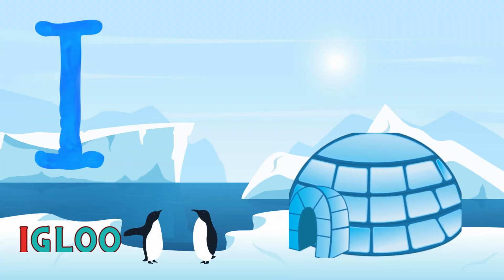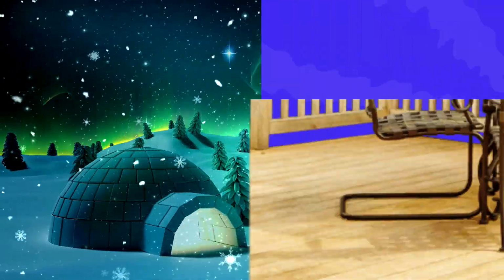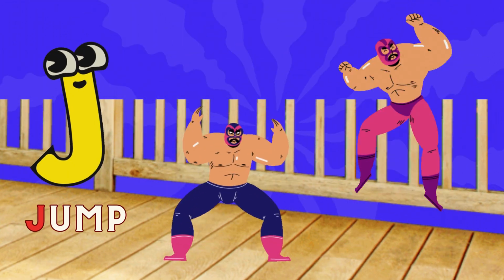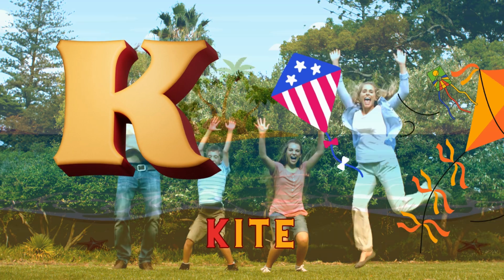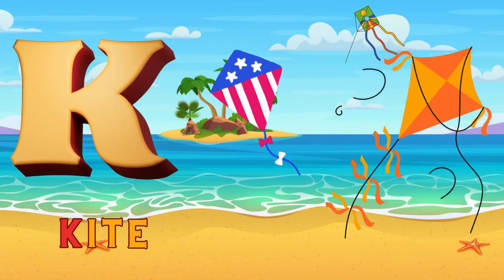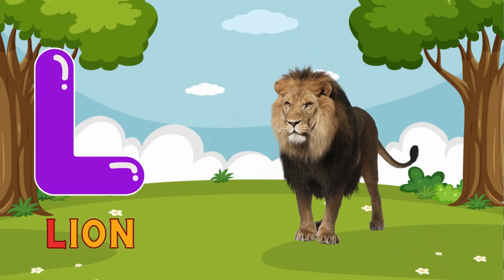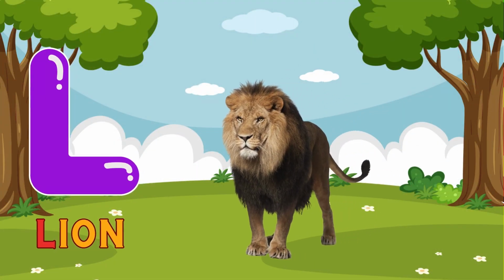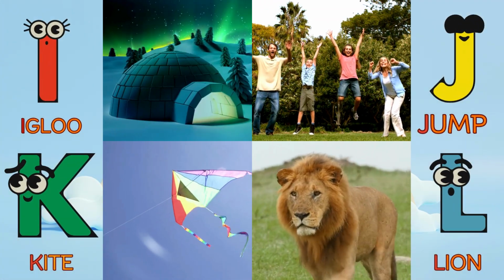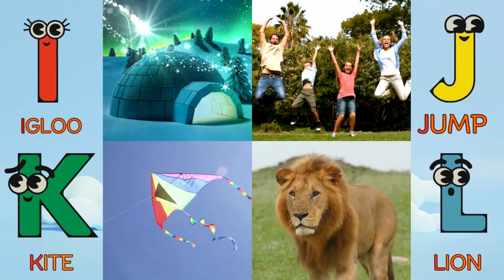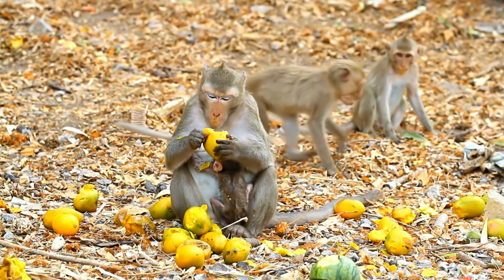I is for igloo. Igloo. J is for jump. Jump. K is for kite. Kite. L is for lion. Lion. M is for monkey. Monkey.